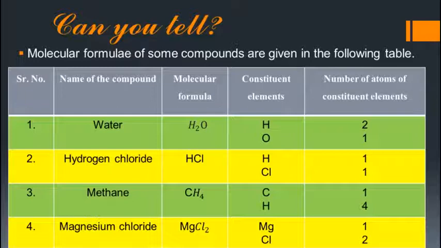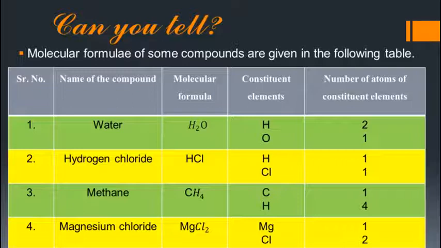Now next is magnesium chloride. The formula for magnesium chloride is MgCl2. So the constituent elements in magnesium chloride will be Mg, that is magnesium, and Cl, which denotes chlorine. Okay, now let's see the number of atoms of constituent elements.